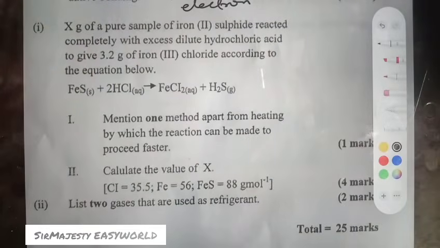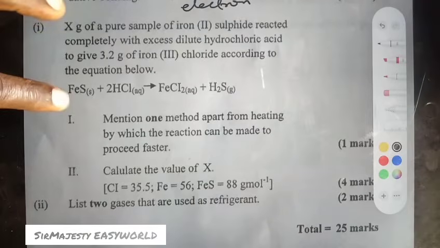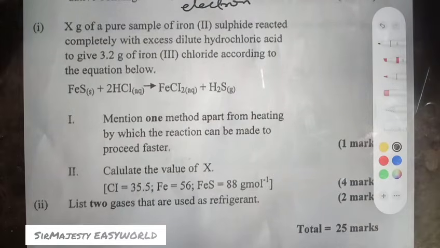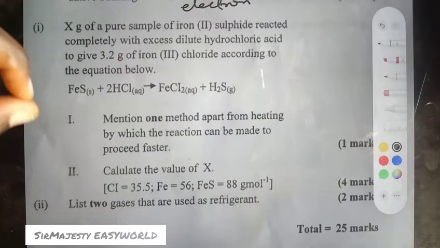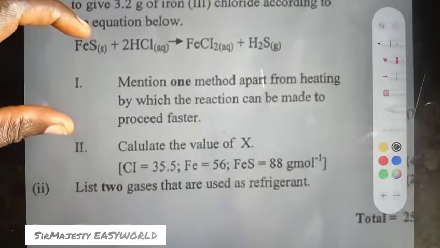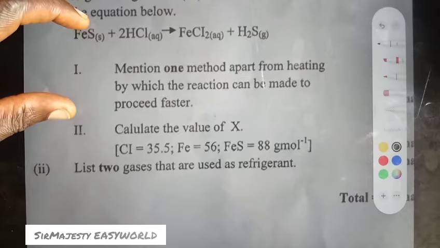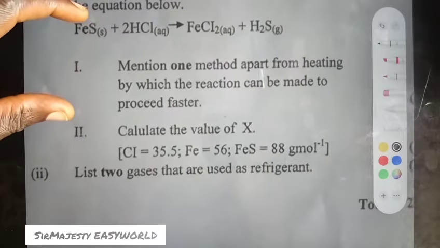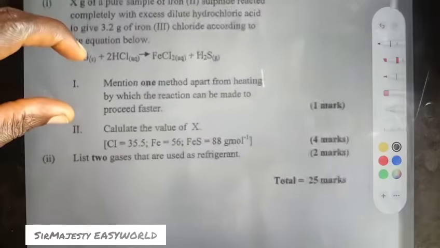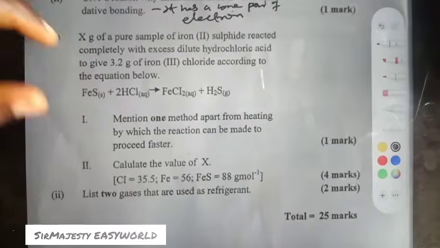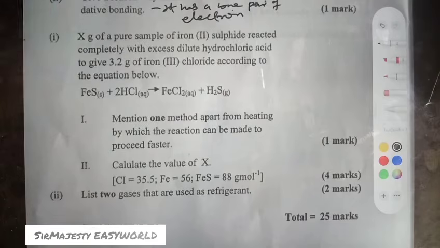Simple, increasing the concentration of HCl, that is using concentrated HCl. Then improving on the surface area of the iron 2 sulfide can also facilitate the reaction, meaning instead of using the lump, you can get it in powdered form, but iron 2 sulfide is usually gotten in lumps. But you can still improve on the rate of the reaction by affecting the size of the particles of iron 2 sulfide. Then calculate the value of X. We now go back to the question and look at it well. They say that X grams of a pure sample of iron 2 sulfide, come to the equation. They say calculate the value of X.